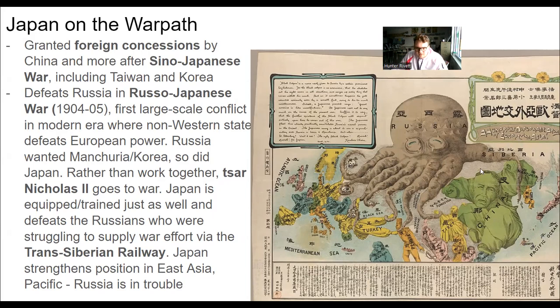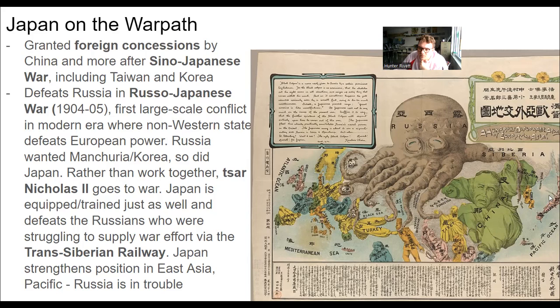Now, look at this cartoon. This is a Japanese cartoon. You see this big octopus, right? It says Russia. And look, they've squashed Finland, they've squashed Poland, Armenia, Turkestan. Its tentacles are everywhere, right? But look what's happening over here in Manchuria and Korea, the tentacle coming down through Siberia. And here's Japan. What are they going to do? And look at China. Ooh, get off me. Get that tentacle off me.